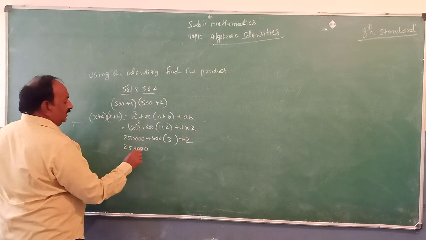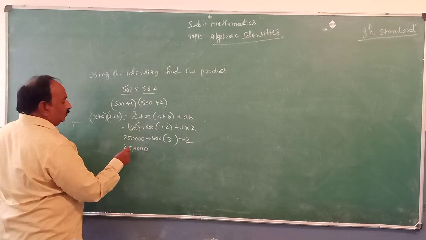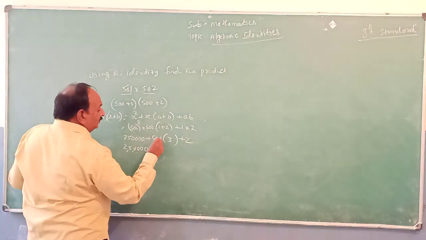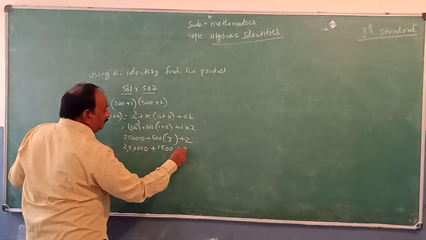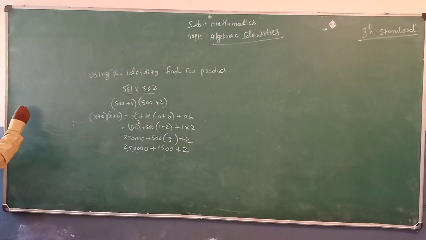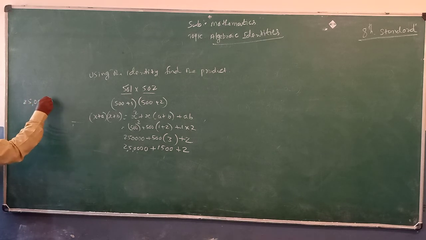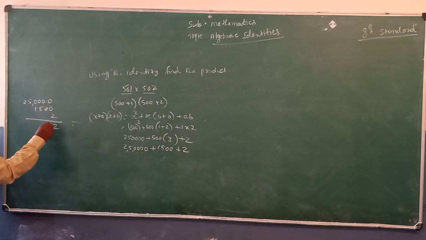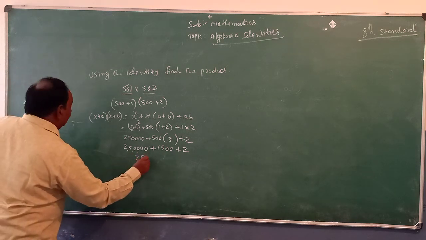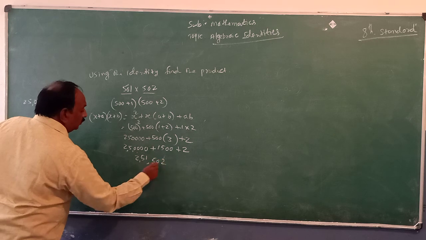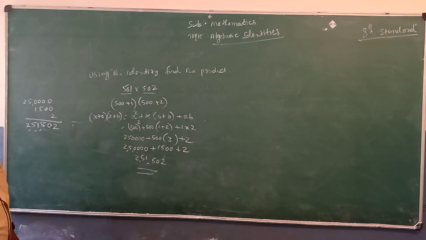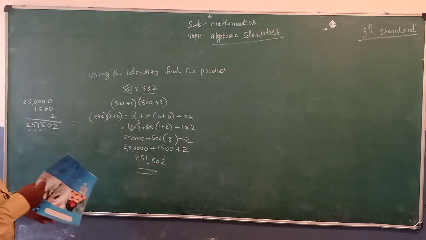5 5s are 25, followed by 0000, 250000. 500 into 3 is 1,500, plus 2. So 2,50,000 plus 1,500 plus 2 is 2,51,502. 2,51,502. Next problem.